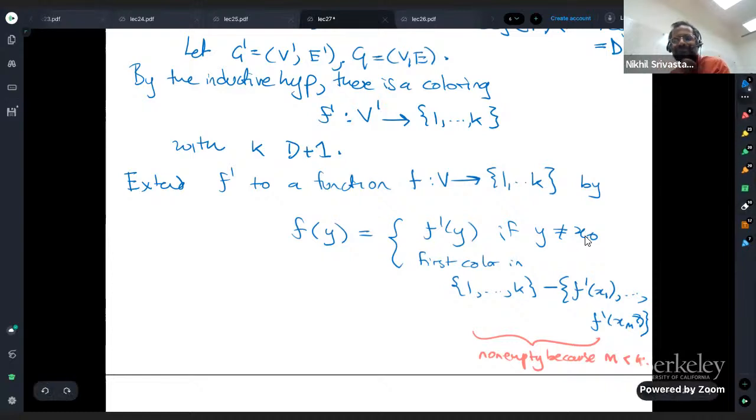Okay. If I'd chosen K to be less than D plus one, I'd run into trouble. So let me do something funny here. Let me do K equals D plus one.